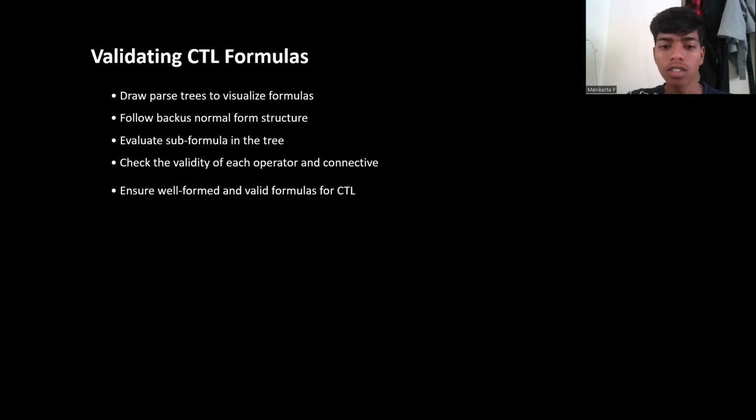Well-formed refers to the syntactic correctness of a CTL formula. It should conform to the BNF structure.